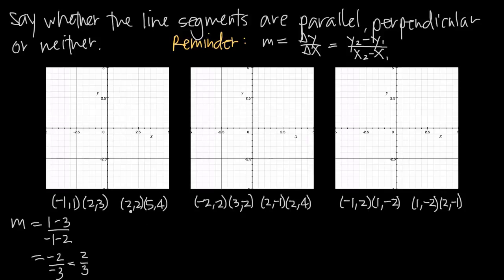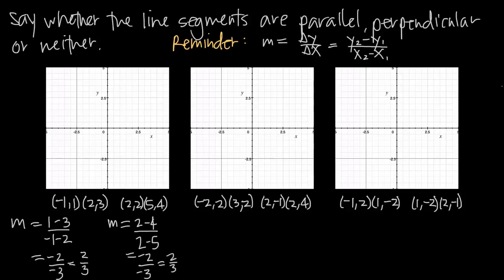If we look at the slope of this line segment, the line segment that connects the endpoints 2, 2 and 5, 4, we're going to say the slope is, and again, we're going to take the y values, so we're going to say 2 minus 4, and then we're going to divide that by the difference between the x values. Because we subtracted the y value in the second coordinate from the y value in the first coordinate, we have to subtract the x value in the second coordinate from the x value in the first coordinate, and we say 2 minus 5. And when we simplify, we're going to get -2 over -3, the negative signs cancel, and we get 2/3.